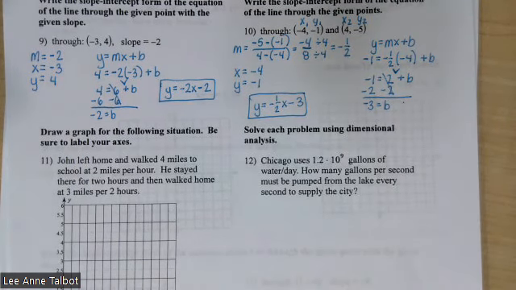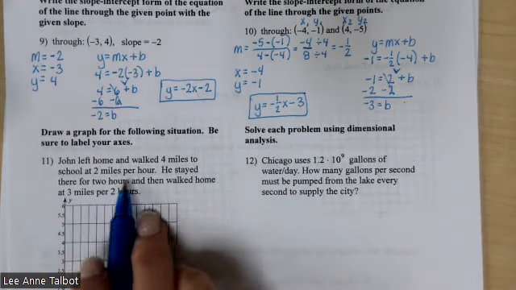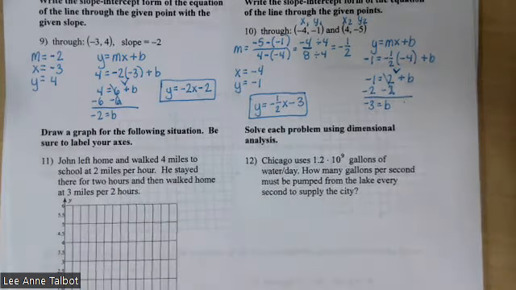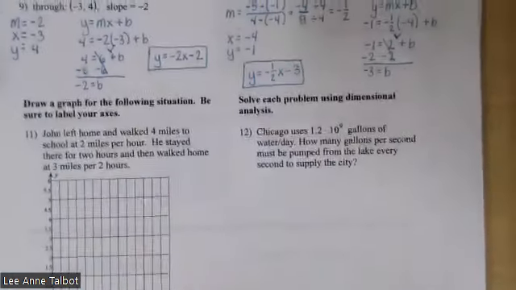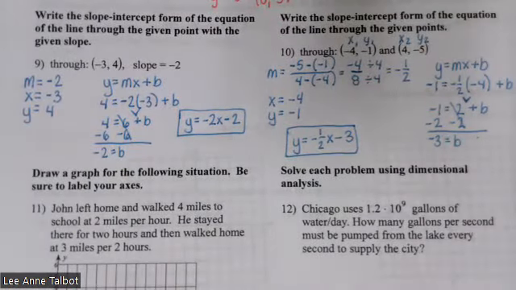Number 11, draw a graph for the following situation. Be sure to label your axes. These last two are the hardest two. We're going to cover a couple of different topics here. I'm going to try to go slow because we have ridiculous amounts of time, which is good. It says, John left home and walked 4 miles to school at 2 miles per hour. What I want to do first is figure out what x is and what y is for my graph.